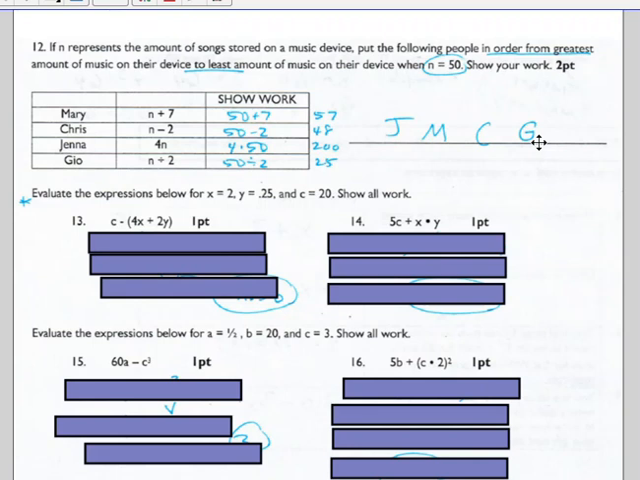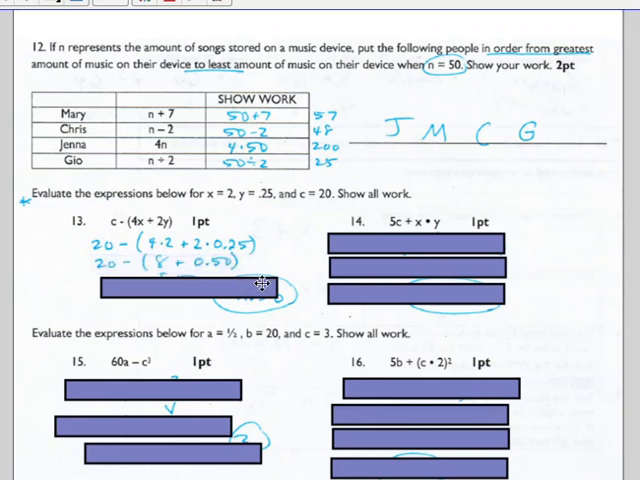That's what evaluate means, solve the problem. So the first thing you should have done in each problem is to rewrite it with the values plugged in, okay? This is really 20 minus 4 times 2 plus 2 times 25 hundredths. All I've done so far is substitute these in for C, X, and Y. So I just wrote it out with the numbers in there now. And then I start solving it, and I follow my order of operations, and it leads me to my answer of 11 and 50 hundredths, or 11 and a half.